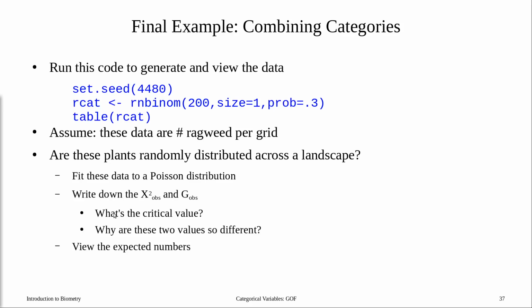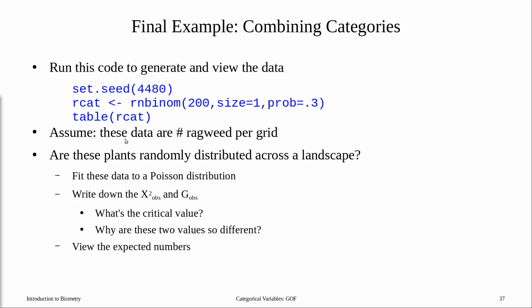So as an example of combining categories, I have this code that I want you to run. So we're going to set the seed, run the R negative binomial in our table. So table, you'll look at our table. So what this will do is we're going to assume that the data are ragweed per grid, something that we've been doing through this class numerous times, and we're going to ask: are these plants randomly distributed? So what we want to do is fit these data to a Poisson distribution, and we're going to calculate lambda from our data and everything else.